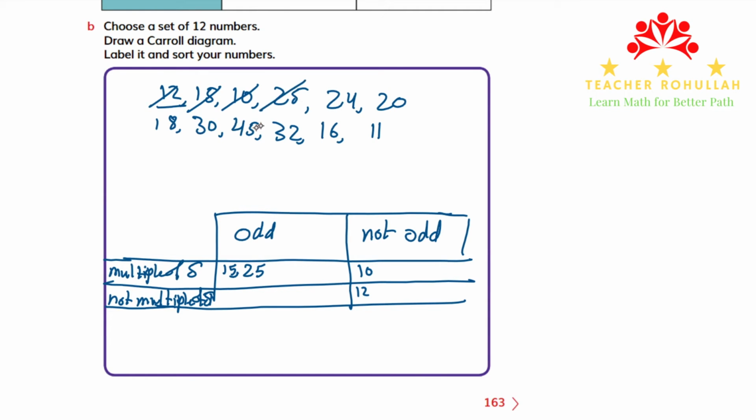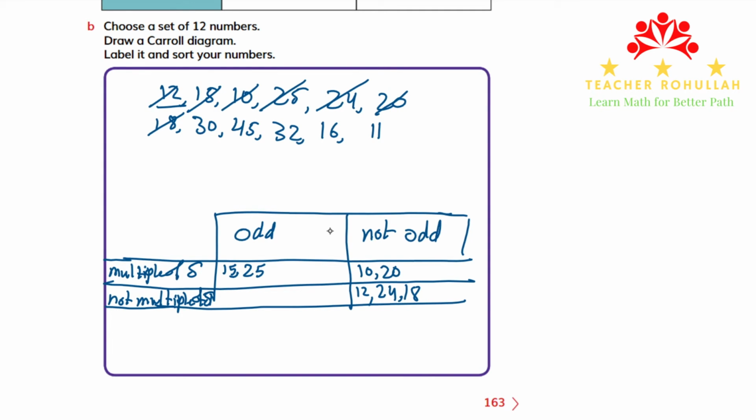Let's cross it also. And 24 is not a multiple of 5, and it's not odd either. So 24 comes here. I will cross 24 also. 20 is a multiple of 5, but not odd. So it comes beside 10 over here. Let me cross this also. 18 is not a multiple of 5, but it's not odd also. So 18 comes here. Let me cross 18.